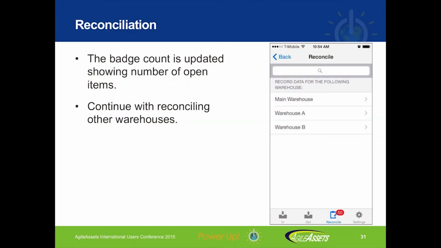So we decided that it's better to show the list of warehouses, unlike in the web application where you list everything, all the counts across all of your warehouses. Here we are presenting the user with the warehouse to select first. So if you're physically in the main warehouse and you reconcile the items in the main warehouse, you start from there. So I choose the main warehouse.